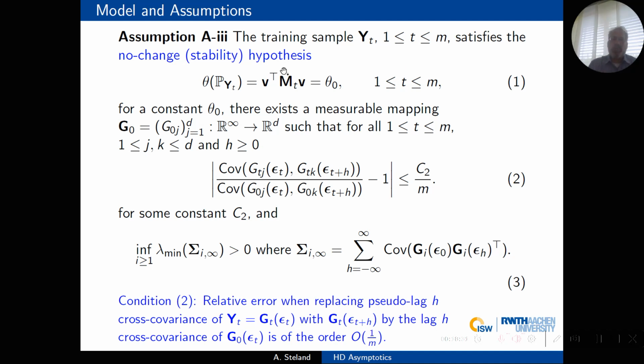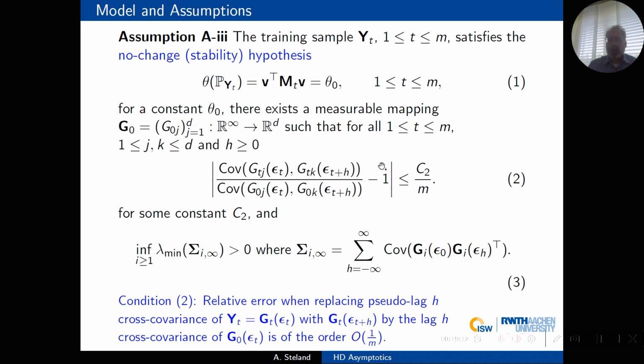Of course we assume that during the training sample we have no change. So we have a stability hypothesis, and this means that the function we look at, the quadratic form of the second moment matrix, is constant in the training sample. So it attains a constant value, say theta 0. And there's a second assumption we impose during training, namely that the non-stationarity is to some extent limited.